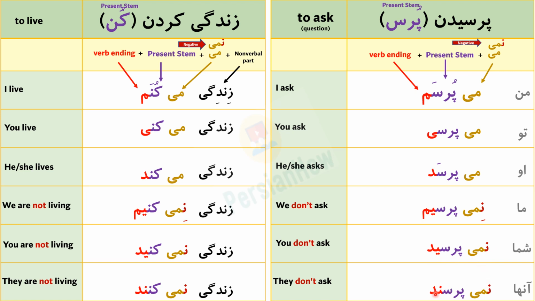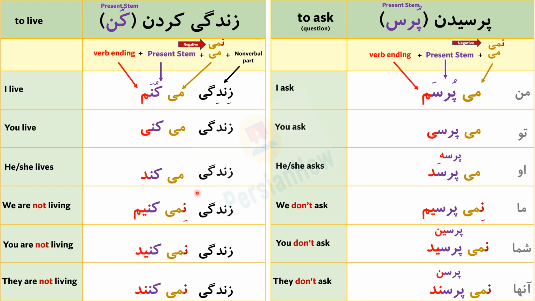And also in the spoken language, third person singular here, می پرسد, changes to می پرسه. او می پرسه. So dal changes to silent he. For a second person plural or second person singular polite, نمی پرسید changes to نمی پرسین. So here dal changes to nun. پرسید, پرسین. For this one, آنها نمی پرسند. So نمی پرسند changes to نمی پرسن. So we remove dal. نمی پرسند, نمی پرسن.